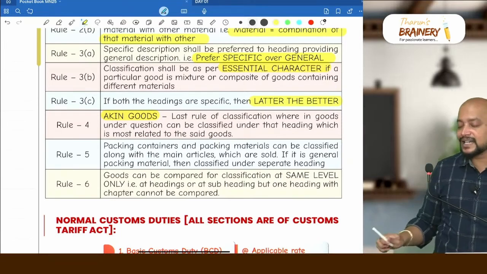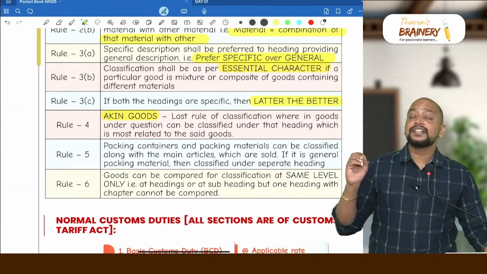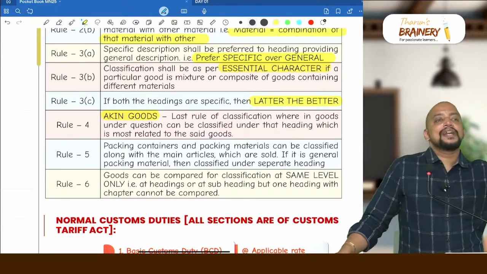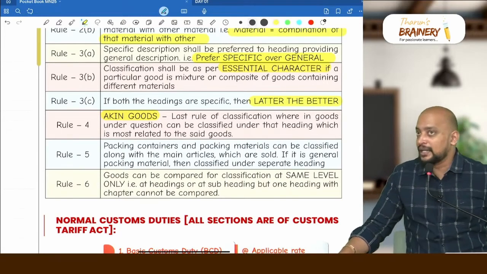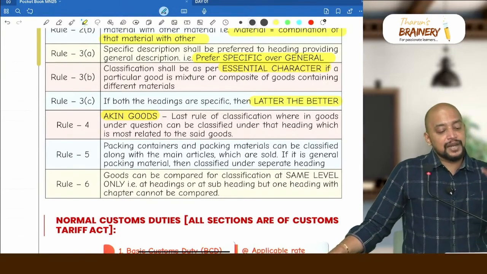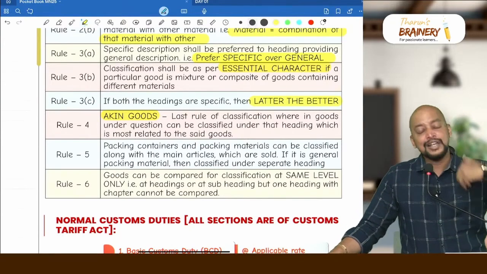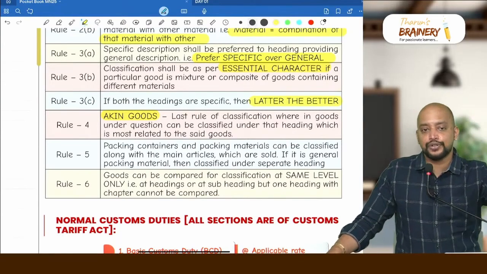Then packing containers and packing materials. If it is a specific packing material which is used only for that product, it should be classified along with that product. For example, jewelry boxes can be classified only under jewelry, because jewelry boxes cannot be used for any other purposes. So it should be classified as jewelry only.